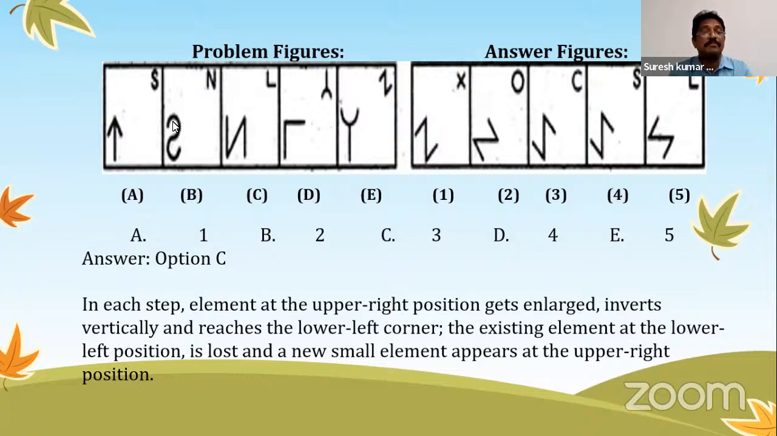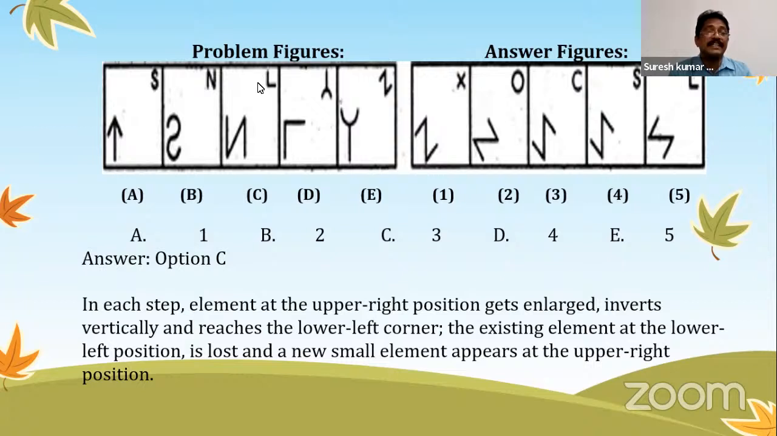This is very, very important. Now see it here, this one. What will happen, sir? This is N. So what is the condition here? The letter in the upper right position was enlarged. So very clear, if you see this, this N was enlarged, which was inverted, moves into the left corner, and the left corner letter disappears, and in the position of N, a new letter L appeared.